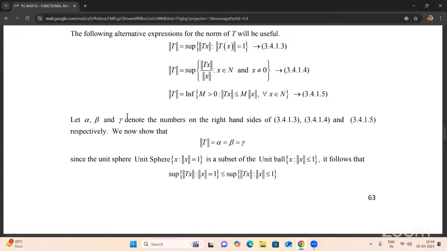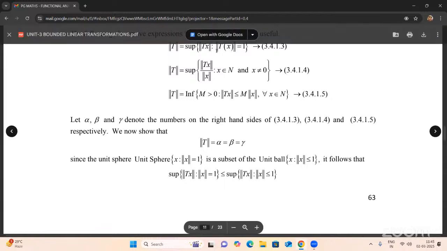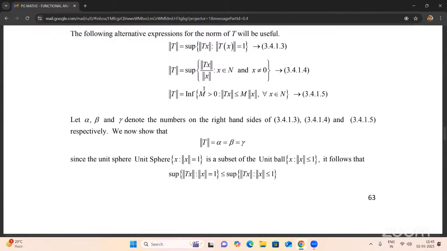So here alpha, beta, gamma. There are three numbers on the right hand side of this part. That is the third condition of the norm, the fourth condition of the norm, the fifth condition of the norm. These are not the only conditions. Now there is one more norm, which is similar to the norms above. Here the third condition is alpha, the fourth norm is beta, and the fifth condition is gamma.